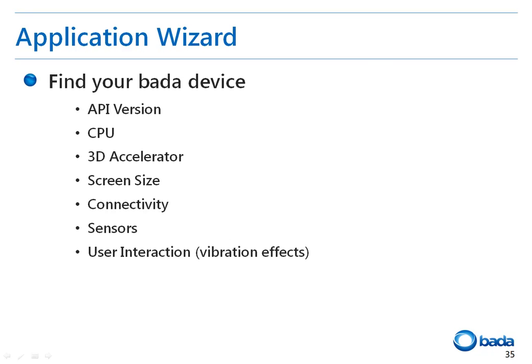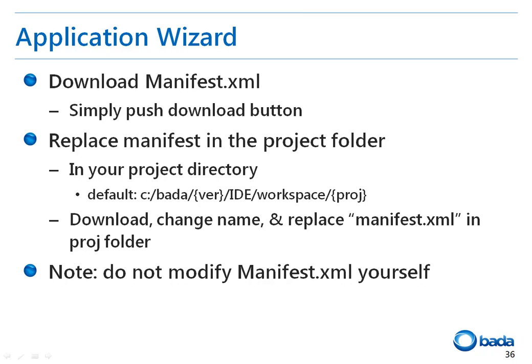Finally, you have to select the Bada devices the application supports. You can select the API version, CPU, 3D accelerator, screen size, connectivity, sensor, and user interaction device functions of the device. After creating a manifest and pressing the download button, you can download the manifest.